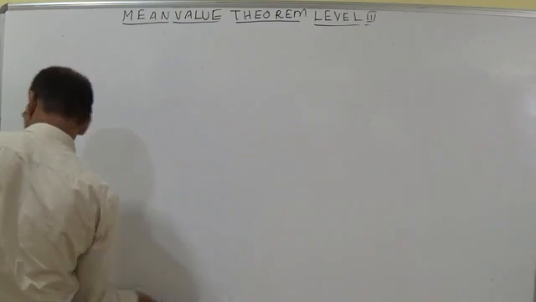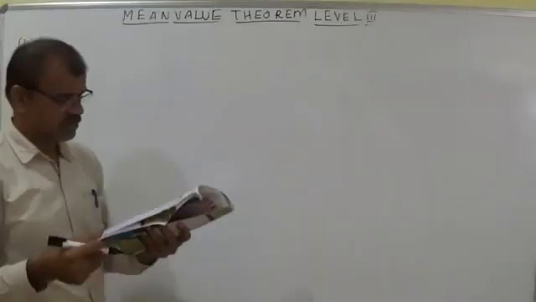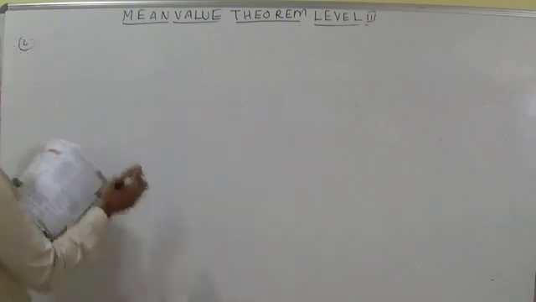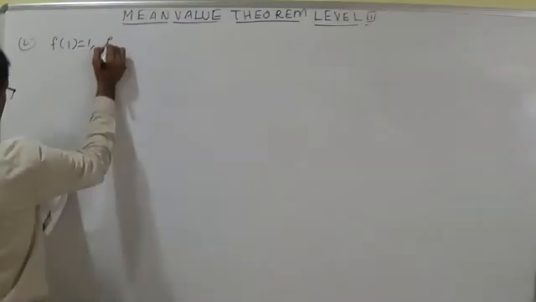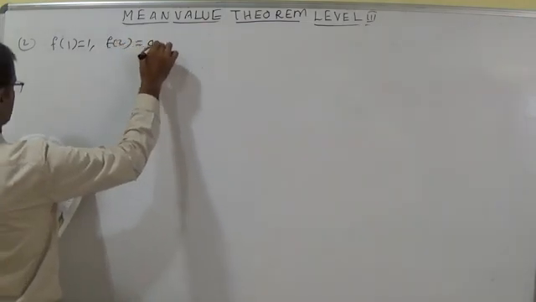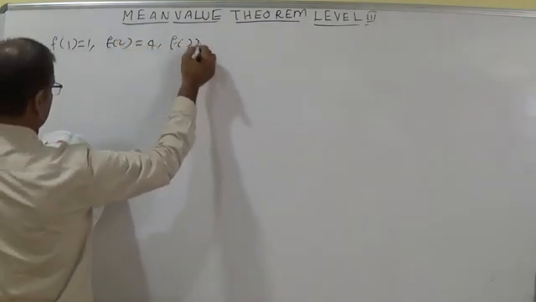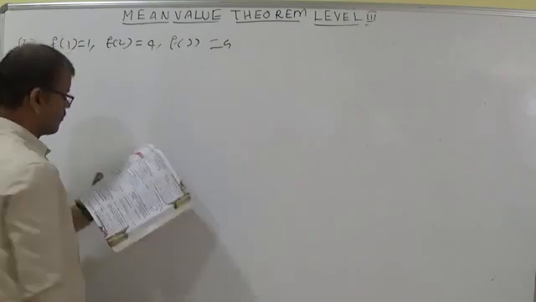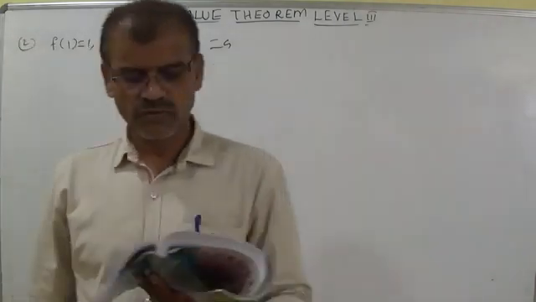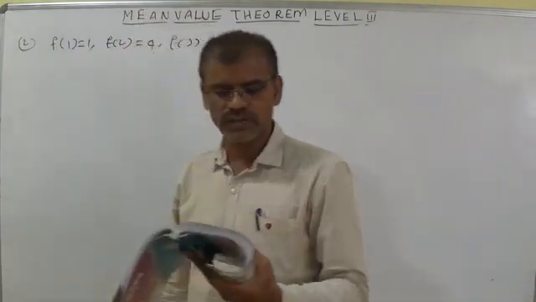Second question: let f of x be a twice differentiable function for real x such that f of 1 equal to 1, f of 2 equal to 4, f of 3 equal to 9. Then which of the following statements is definitely true?